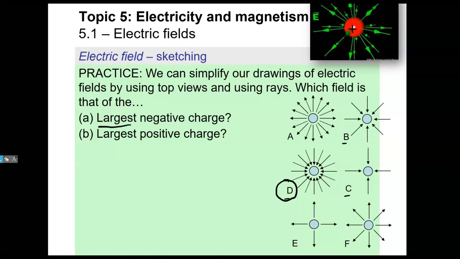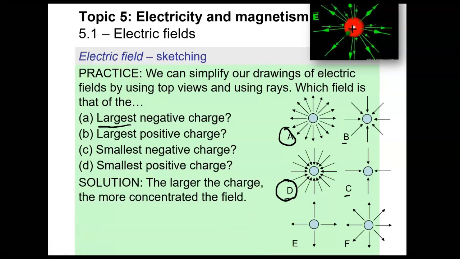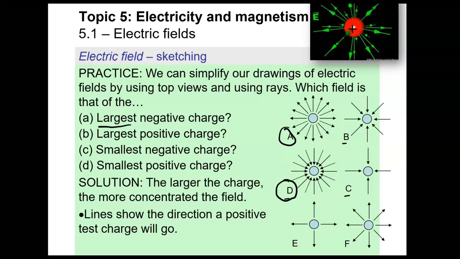The largest positive charge would be A, for the same reason. If you're thinking of a positive charge, the electric field goes away from positive charge. Then the smallest negative charge would be C. It's negative for reasons we talked about before, but it's the smallest electric field because it has the lowest density of field lines. And then the smallest positive charge would be E. So again, the larger the charge, the more concentrated the electric field.